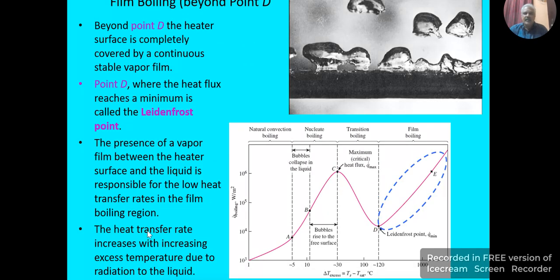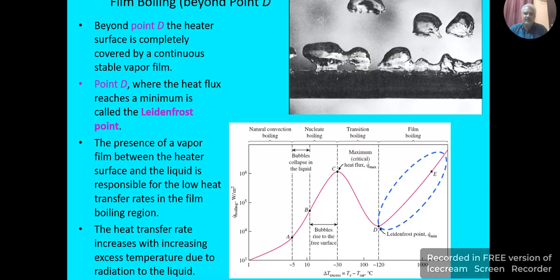With further increase in delta T, that is beyond point D, the heated surface is completely covered by a continuous stable vapor film. Here, the radiation heat transfer comes into the picture, and also the point D refers to the point called the Leidenfrost point, where the minimum heat flux is observed.